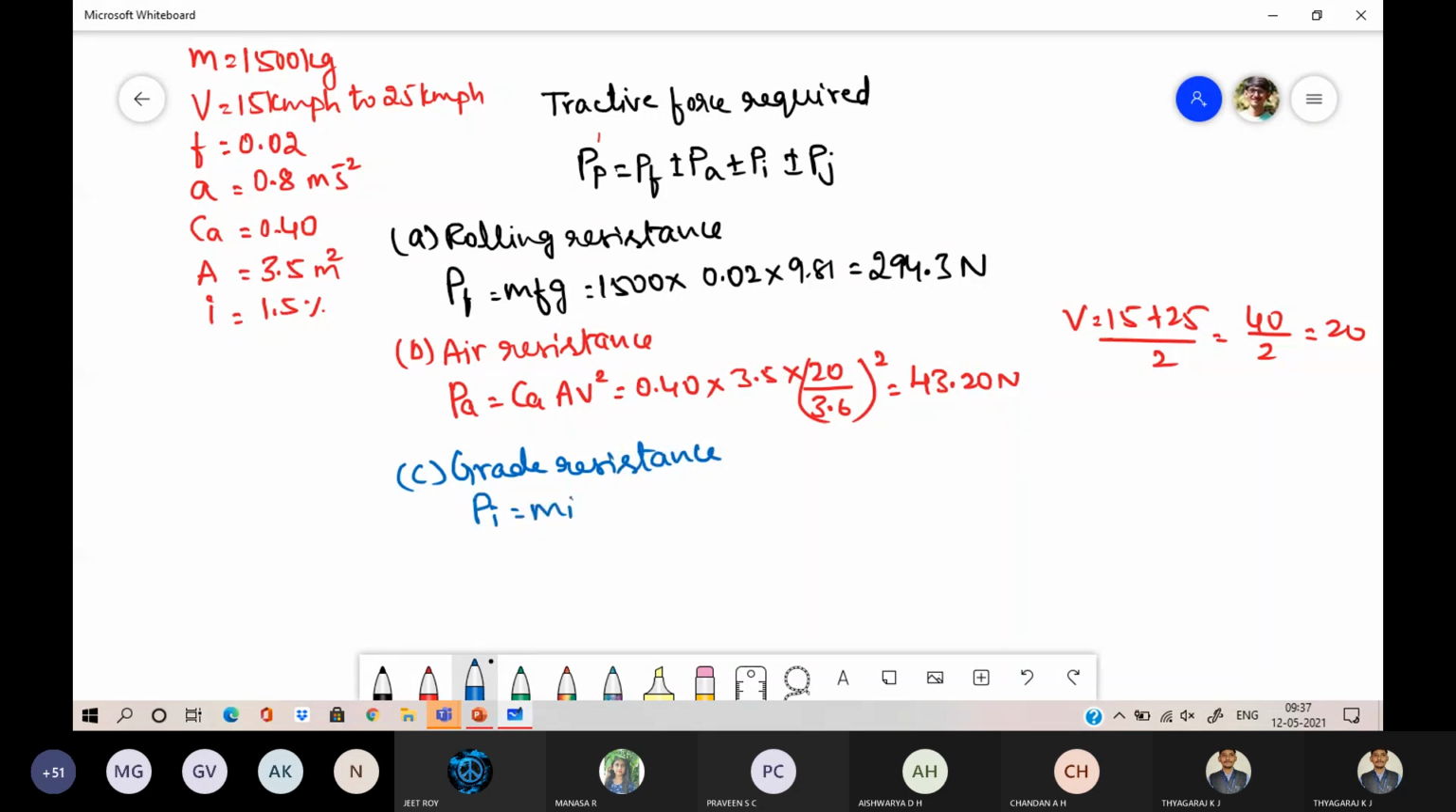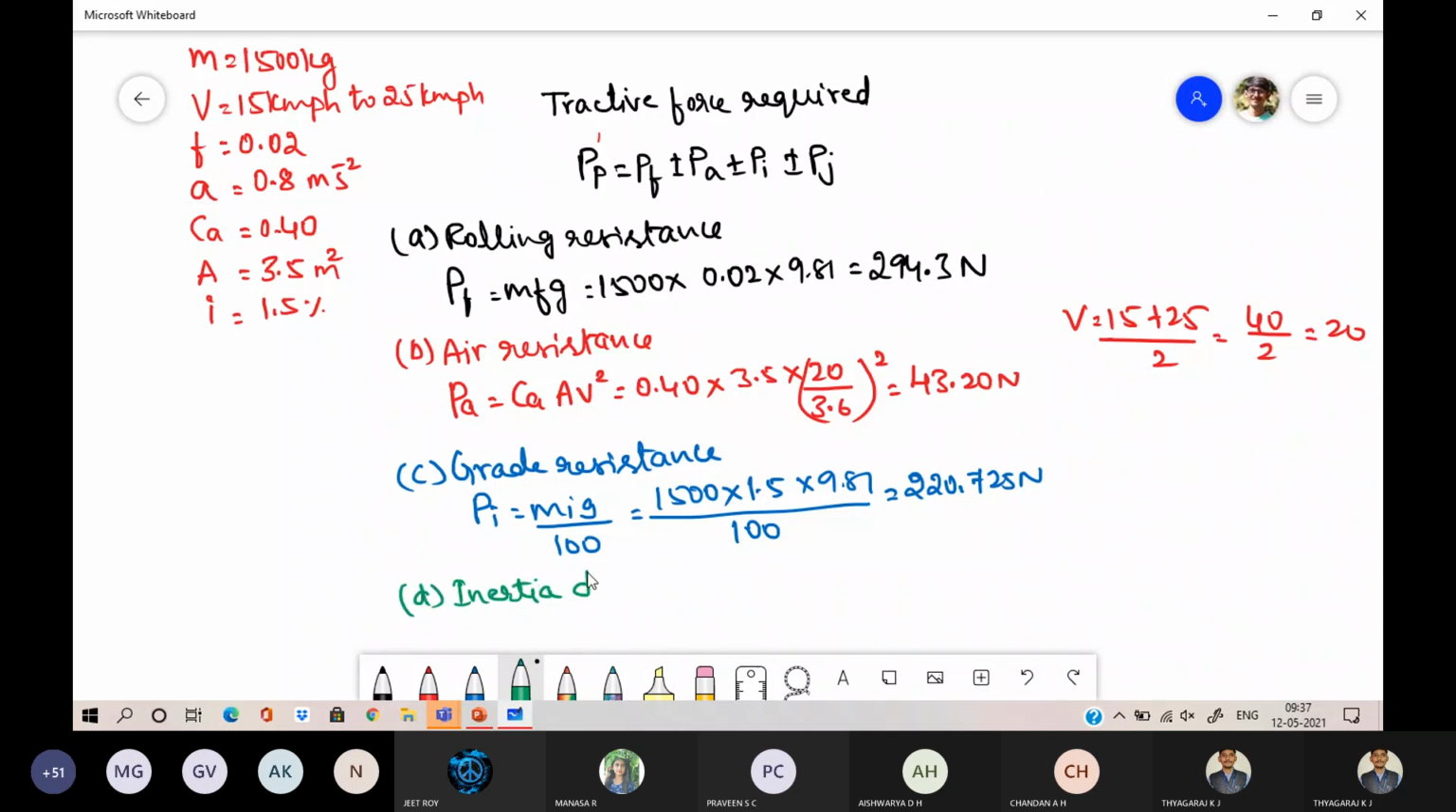PG is M G I by 100. So M is 1500, I is 1.5, into 9.81 divided by 100. So check how much you are going to get. You are going to get 220.725 Newton.